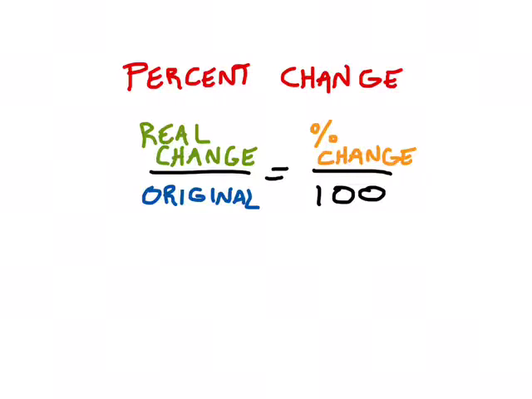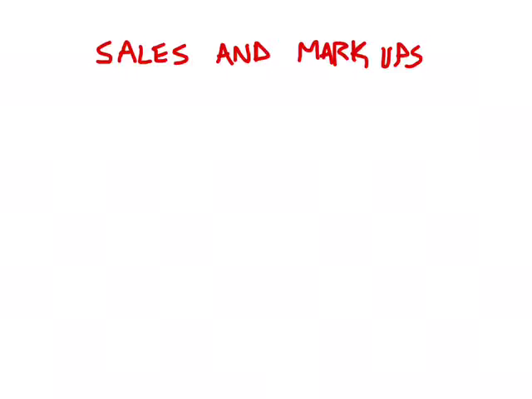So we've got the idea that real change right here is the difference between the old and the new. So that's in math how we measure change. It's the difference between old values and new values. And we put that over the original value, the old value, and that's equal to our percent change over 100. So hopefully that feels pretty familiar after our last lesson. Which brings us to sales and markups.